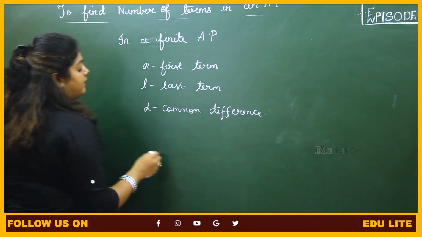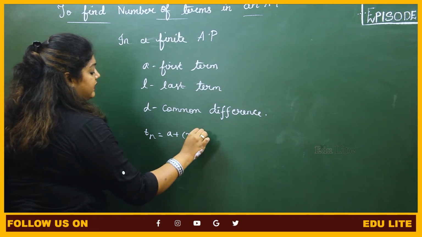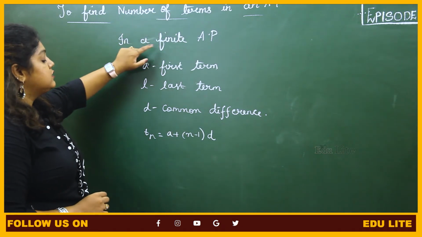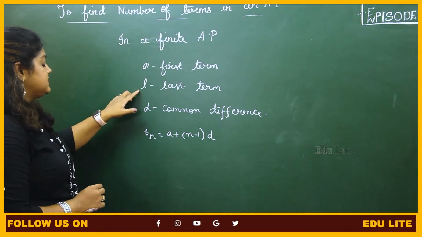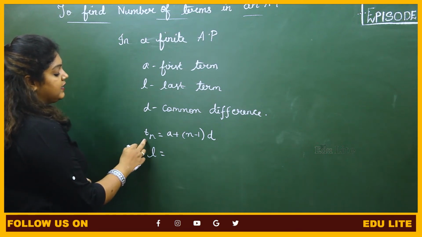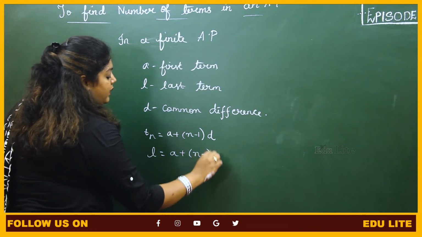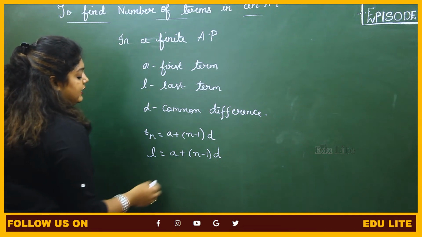So, we know the formula for the nth term, which is Tn equals a plus n minus 1 into d. I told you it is a finite AP. So, in a finite AP, we will know the last term, whereas Tn is replaced as L since we know the last term of the sequence. Therefore, we are replacing Tn as L. a is the first term, n minus 1 into d. From this we can bring out the value of n.